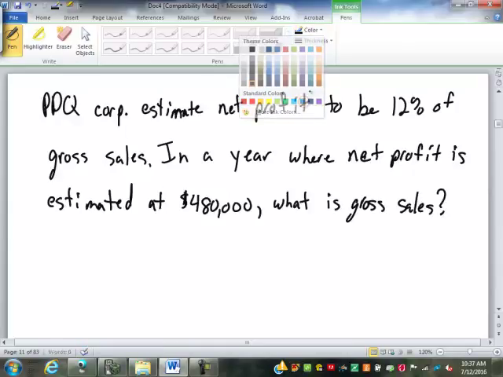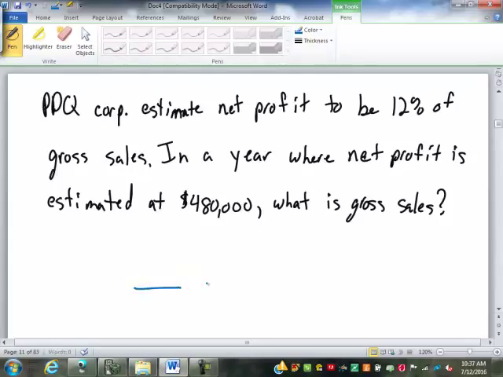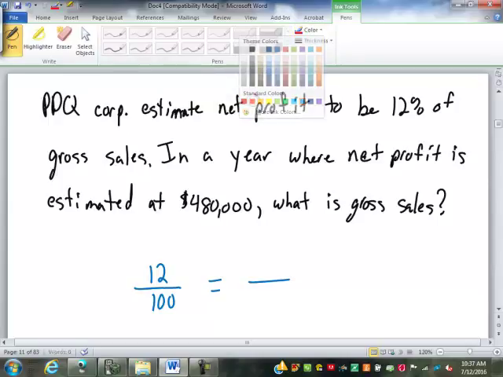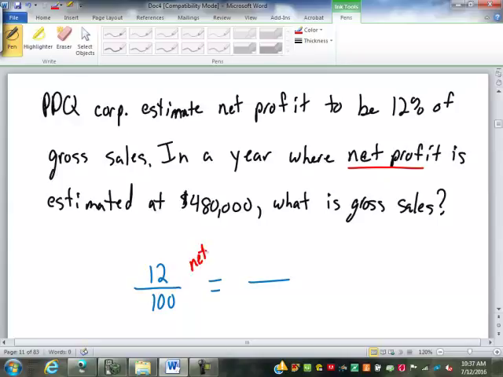What is, what are, I don't know what the proper grammar is on that one, but close enough. So I could use the table here, but let's go ahead and just try to use a simple proportion. Do we have a percent given? 12%. Of course, that is 12 out of 100. What does the 12 represent? There's net profit. Very good. What does the 100 represent? Gross sales. Perfect.